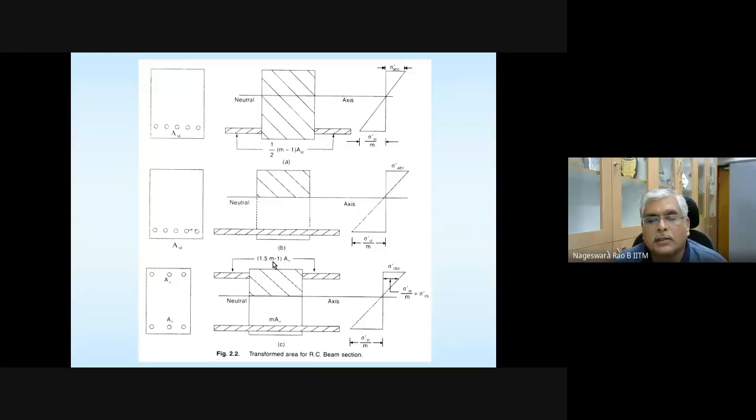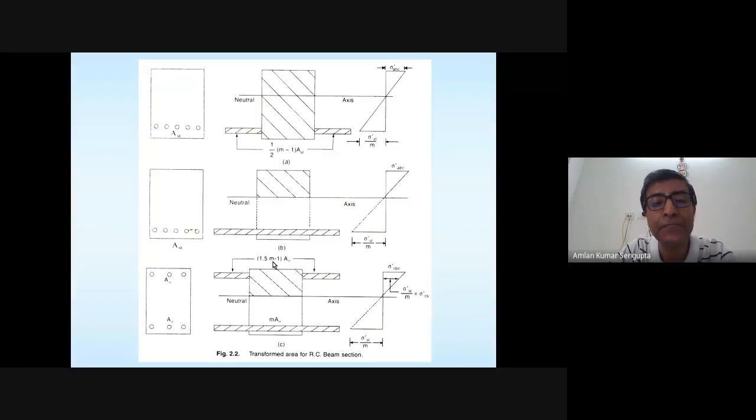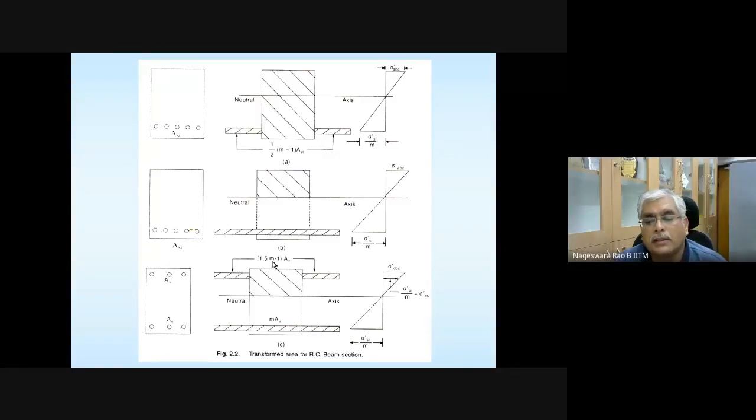Any further questions? And I also want you to pay attention to the third figure. The third figure is giving you the stress distribution. And in tomorrow's class, this is what we will actually be making use of.